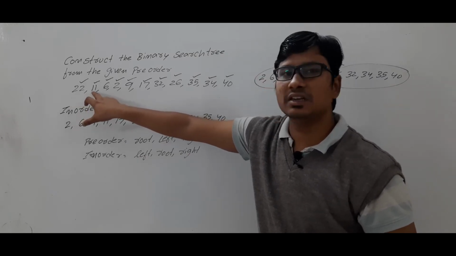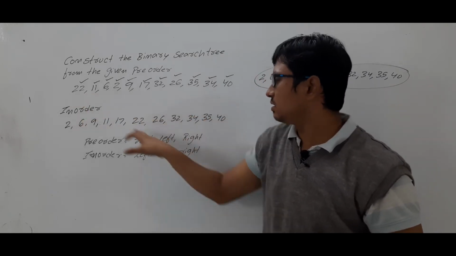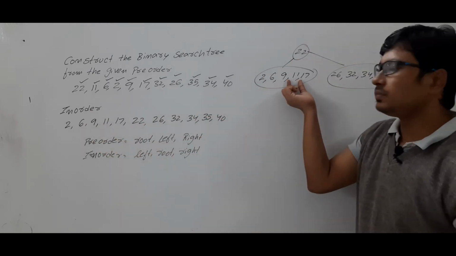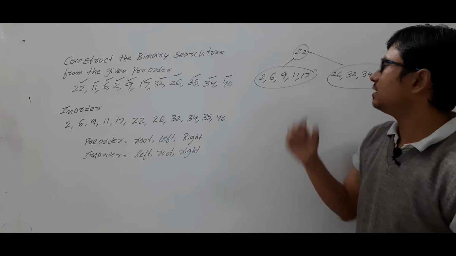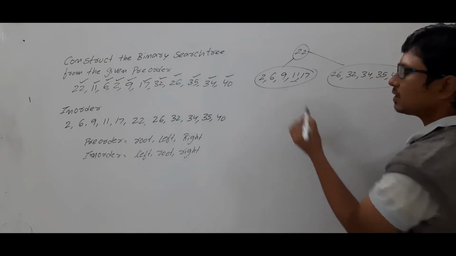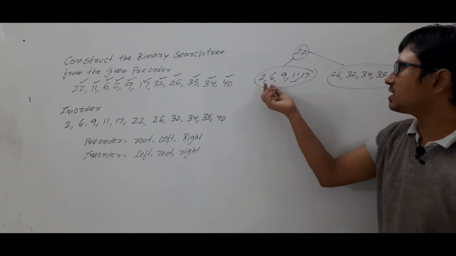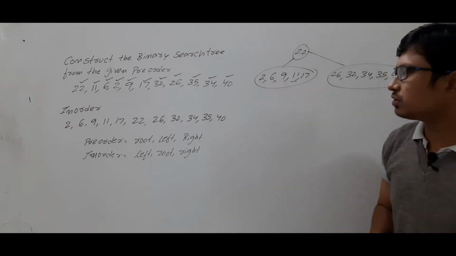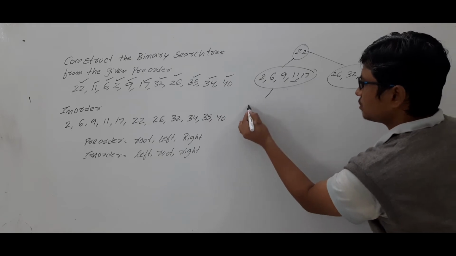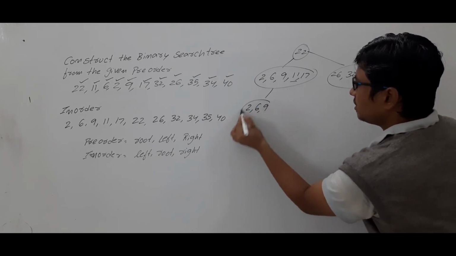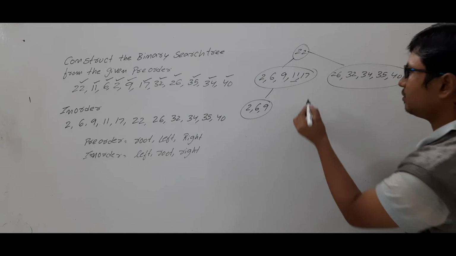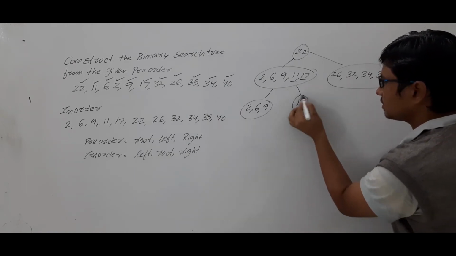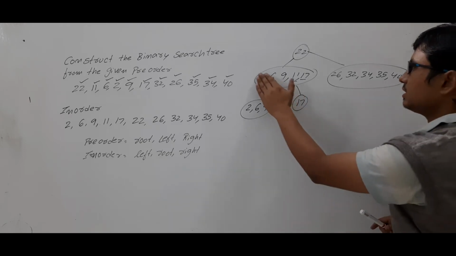The next element is 11. So now 11 is the root. Okay, find where is 11. 11 is here. So this will be the parent node, and the elements which are there to the left of 11, such as 2, 6, 9, will fall into the left subtree. So 2, 6, 9 will fall into the left subtree of 11. The element 17 will fall into the right subtree. So the parent here is 11.